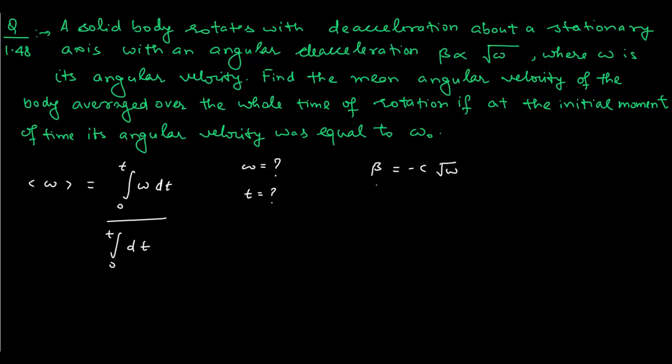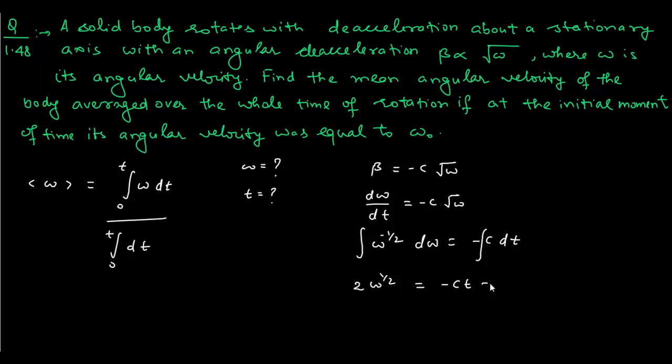Now we can write beta as d omega by dt. It is equal to minus c under root omega, or from here we can write omega raised to the power minus 1 by 2 d omega is equal to minus c dt. Now if I integrate this equation on both sides, clear? So I will get omega raised to the power 1 by 2 into 2 is equal to minus ct plus constant of integration.